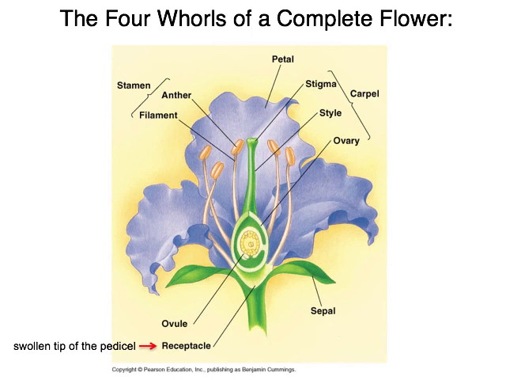Now, if a flower possesses all 4 of the whorls, we refer to it as a complete flower. In addition, we're going to learn terms such as perfect versus imperfect flowers, but we're going to reserve that for later in the semester. Right now, we need to know that complete flowers means that the flower has all 4 whorls present. And like I mentioned previously, the swollen tip of the pedicel is the receptacle, and that receptacle is where all of the whorls are ultimately attached.